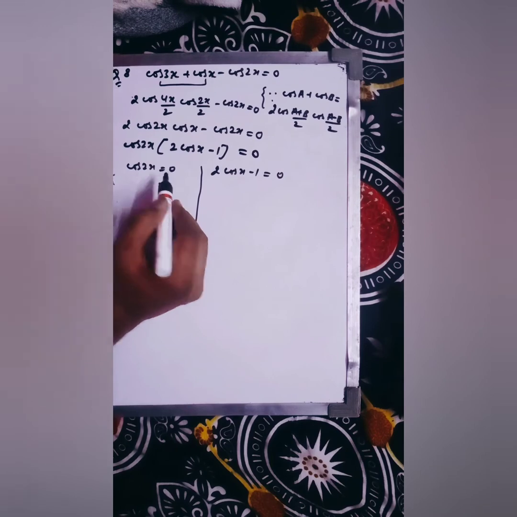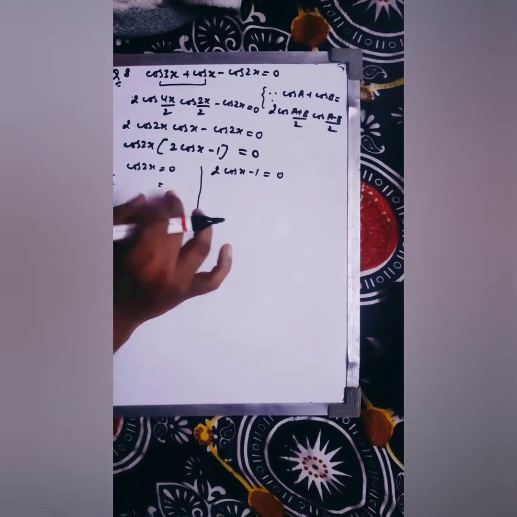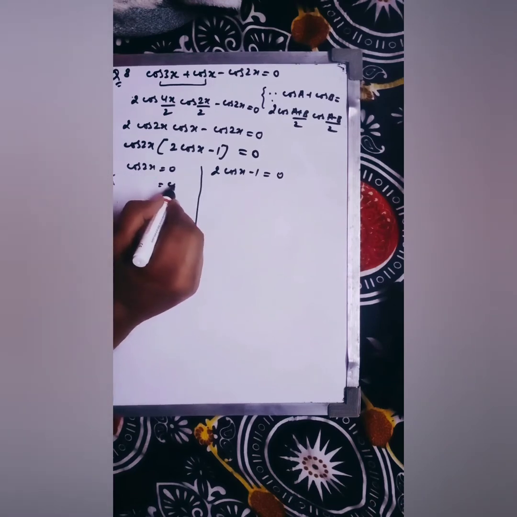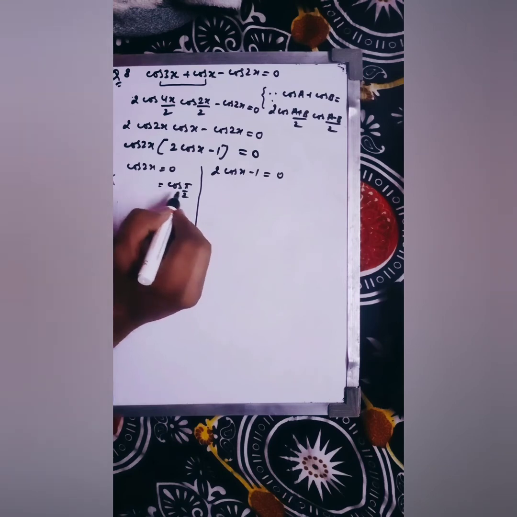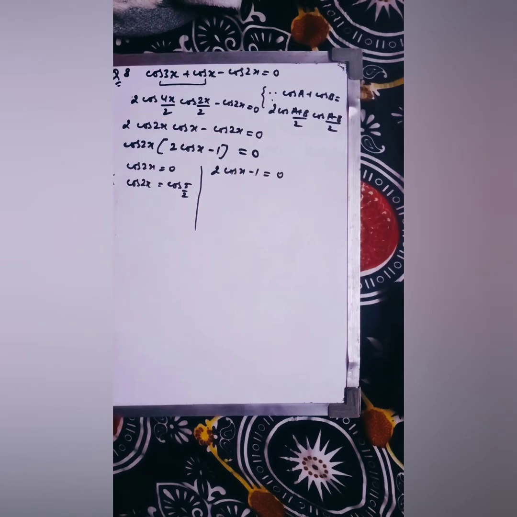So in place of 0, I'm writing sine. Sorry, I'm writing cos pi by 2. Here you have to write cos 2x. Got it?